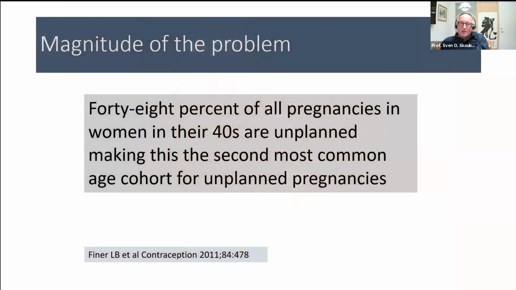So you will see that still 48% of all pregnancies in women in their 40s are unplanned, making this the second most common age cohort for unplanned pregnancies. So we as professionals, as doctors who should give counseling, come into a special situation in that age group because there are so many personal considerations for the woman to take and for us to consider before giving advice.